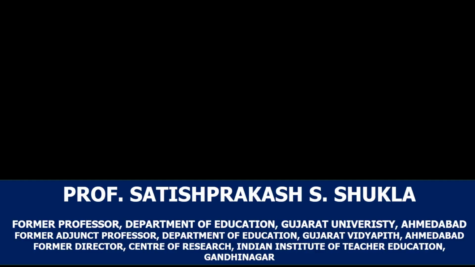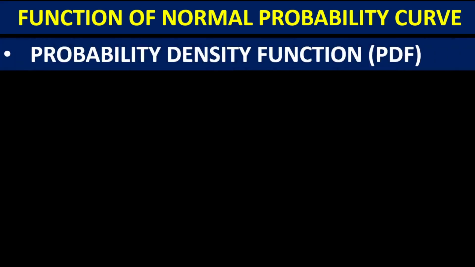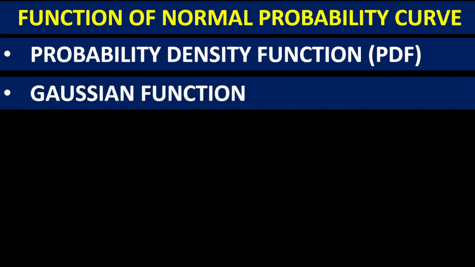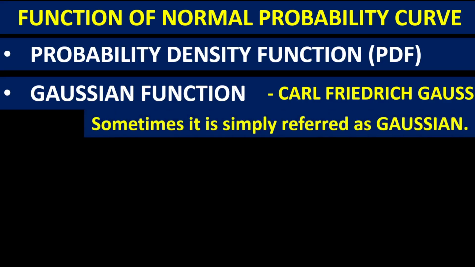Dear friends, today we are going to discuss the function of the normal probability curve in this video. The function of the normal probability curve is also known as the probability density function. In short, it is called PDF. It is also known as the Gaussian function because a German mathematician, Carl Friedrich Gauss, contributed to the development of this function. Sometimes it is simply referred to as Gaussian.